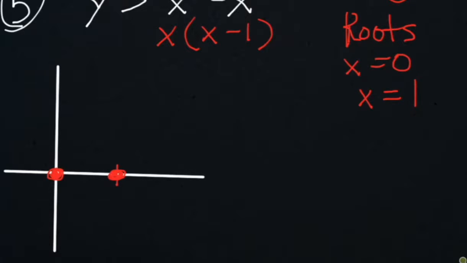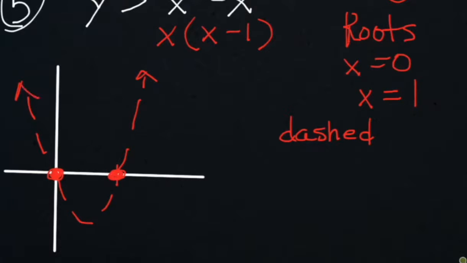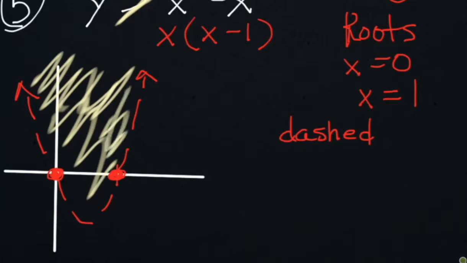Now let's look. What kind of line am I going to draw? My curve should be dashed because I don't have that equal to symbol. So I'm going to come in and draw a dashed parabola through my two roots facing up. Now let's figure out where we shade. Shading is greater than. Greater than means top of the y-axis. The top of the y-axis happens to be inside the parabola. So we're shading inside the parabola.